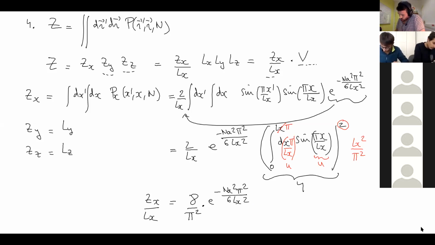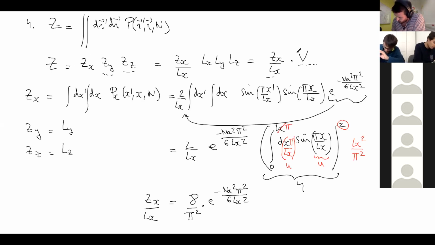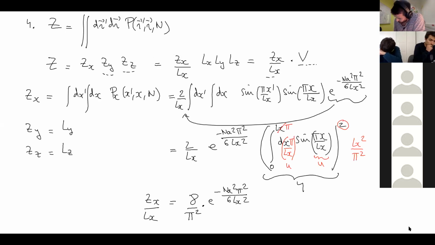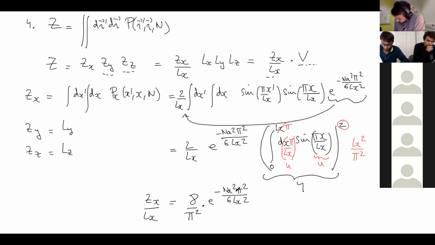All right, so if I have Z, I have S. S is equal to KB log of Z, which is KB log of the volume, which is the unperturbed part. And now there is a correction, so plus KB log of 8 over pi squared, plus KB log of the exponential of minus n squared pi squared.